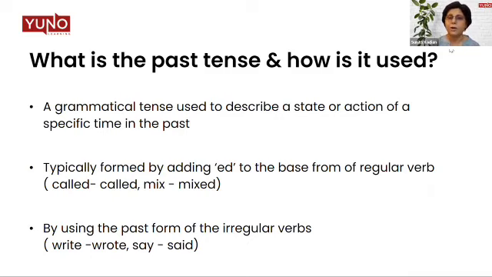Like, I noted it down in my notebook. I respected the person who walked in. So we just add ed over there. But when we have the irregular verbs, what do we use? We use the appropriate past form, like write, wrote. I wrote it yesterday. I wrote an essay yesterday.